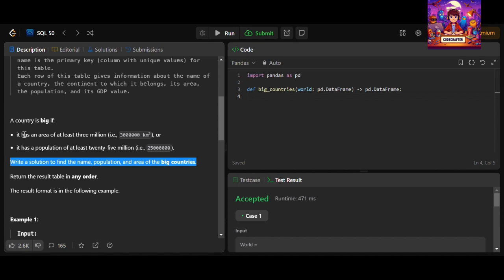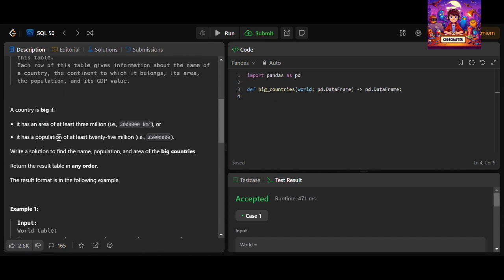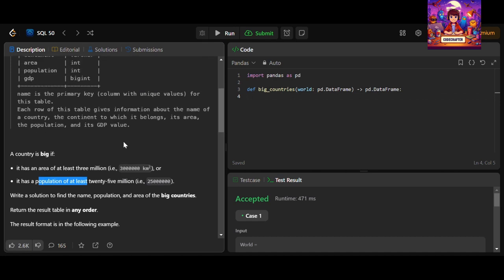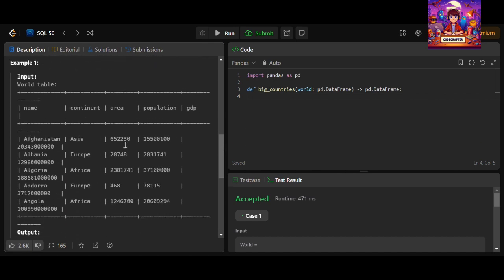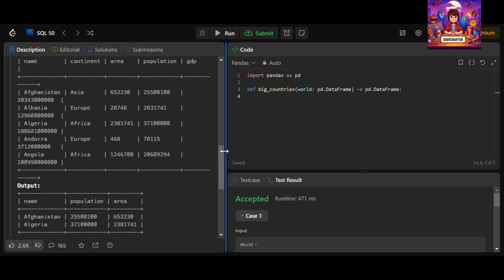So if you see, area will be at least 3 million square kilometers, and the population needs to be at least 25 million. So let's see the example. You'll get an idea about it.